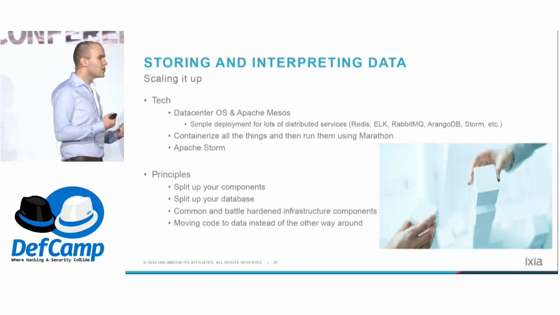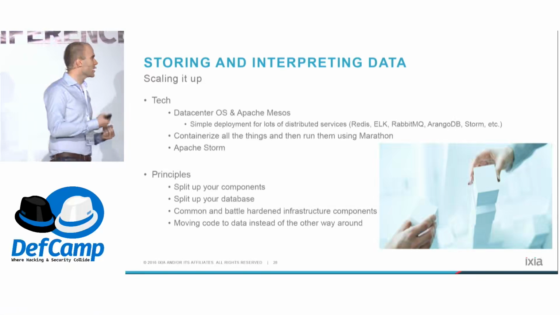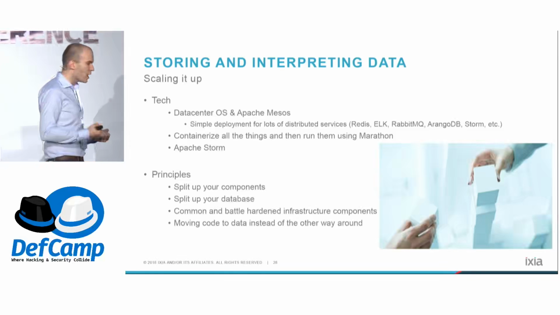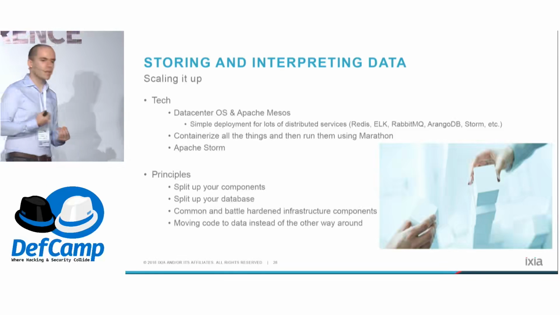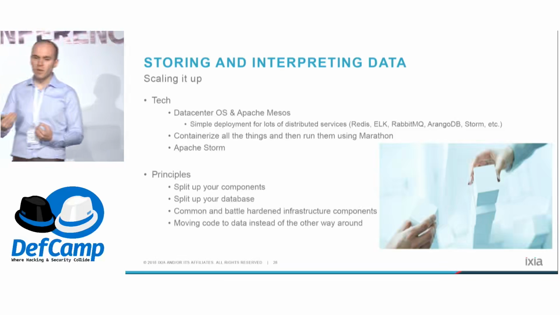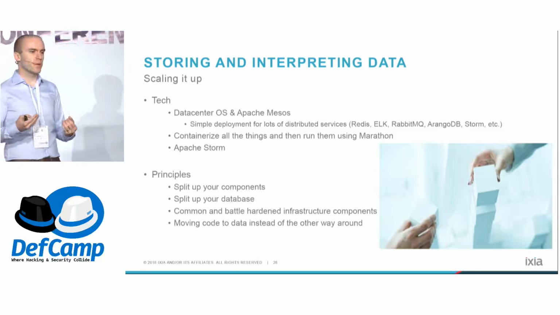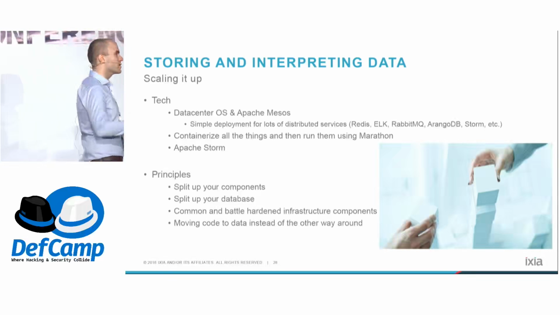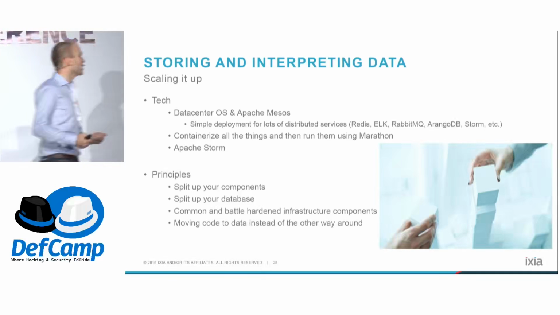And each major service, like Redis, Elasticsearch, RabbitMQ, ArangoDB, and Storm, has its own monitor for that specific service. So if an instance of that service goes down, the monitor will automatically start a new instance on a different Apache Mesos node.